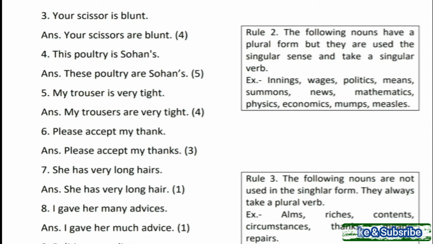Fourth, "This poultry is Sohan's," and the answer is "These poultry are Sohan's." We use "are" because in this statement we use rule number 5 as a collective noun. So we take a plural verb. Question number 5. "My trouser is very tight," and the answer is "My trousers are very tight."